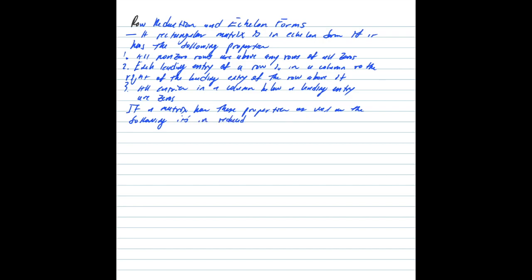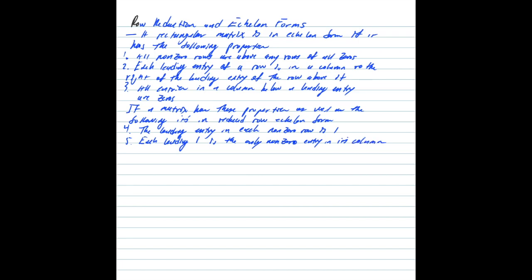So if a matrix has those previously mentioned properties as well as the following next two, it's a reduced row echelon matrix. So it's in reduced row echelon form. So the fourth property, and the first property of a reduced row echelon form matrix, is that the leading entry in each non-zero row is 1. Then the next property, so the second property for a reduced row echelon form matrix, is that each leading 1 is the only non-zero entry in its column.